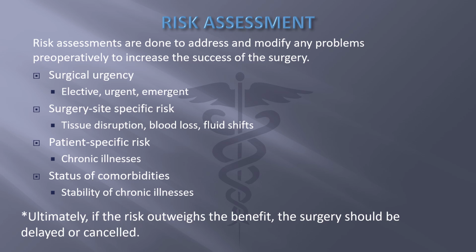Surgery site specific risk. How much tissue is going to be disrupted? How much blood are we going to lose? Are there going to be fluid shifts in the patient that are going to cause them to be at higher risk? Patient specific risk. What are the patient's illnesses? What do they have that may put them at higher risk for this surgery? And the status of the comorbidities. The patient may be diabetic, but maybe that diabetes is under very good control, or maybe this patient's A1C is 12. So what is the status of their comorbidities?